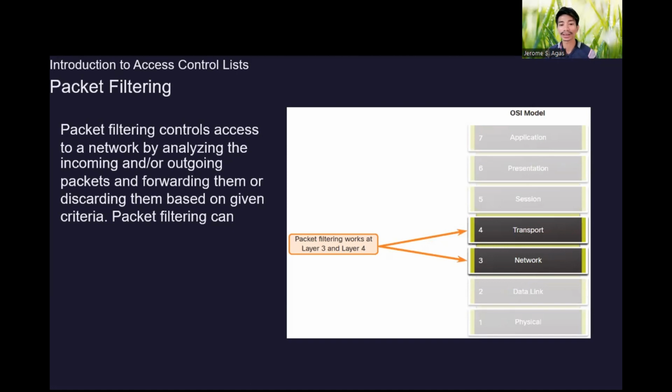Packet filtering controls the access to a network by analyzing the incoming or outgoing packets, forwarding them, or discarding them based on the given criteria. When you open the OSI model, the transport and the network layers are connected to each other. That's why there are layer 2, layer 3, and layer 4. And when you are going to that layer, of course, the controls of what's incoming or outgoing, only layer 3 and layer 4 can control that.